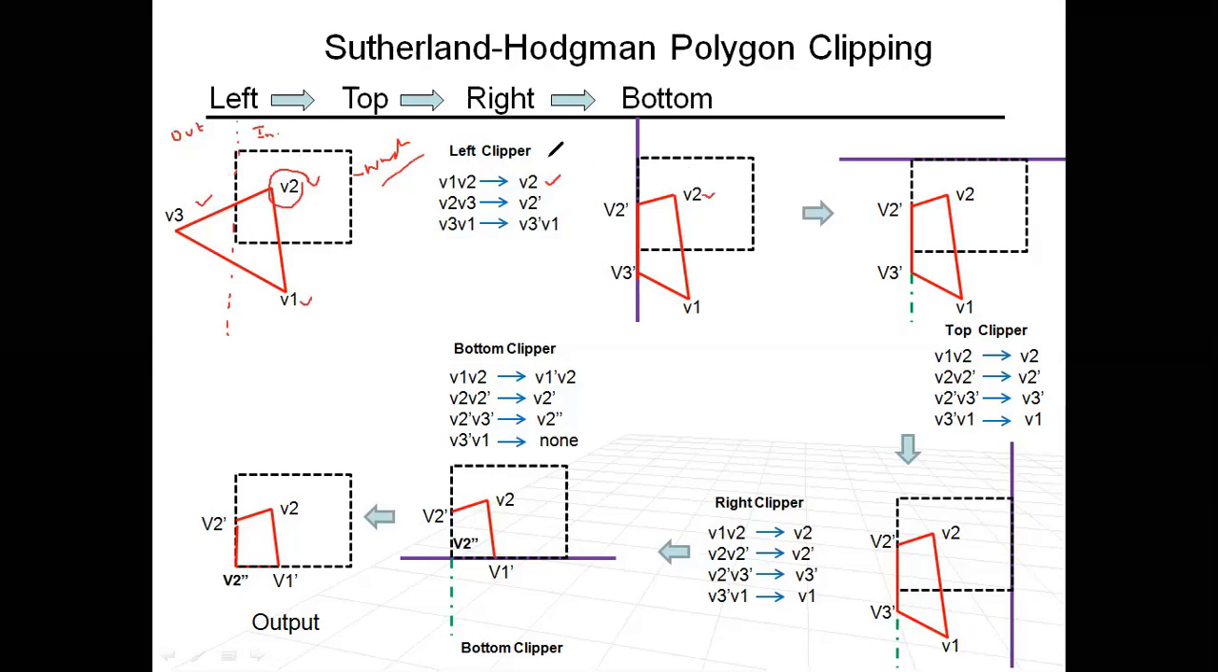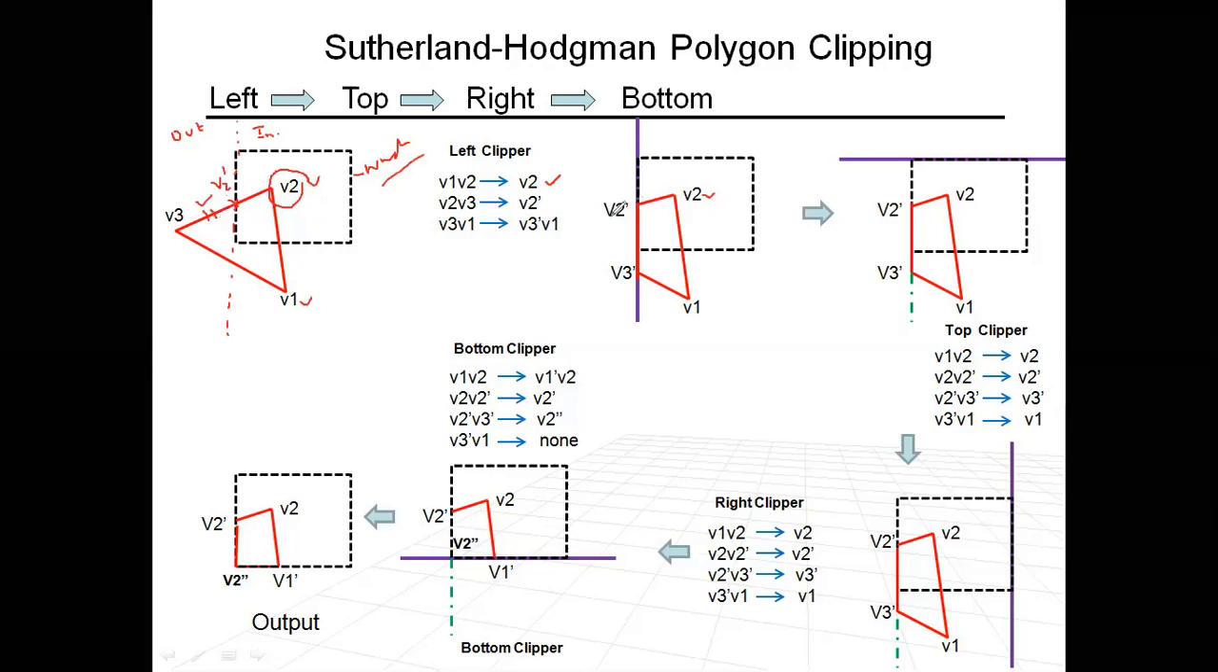Okay, so V2 is saved. Now we are moving from V2 to V3, from inside to outside. So what will be saved? The intersection point, that is V2 dash, and this will be clipped.